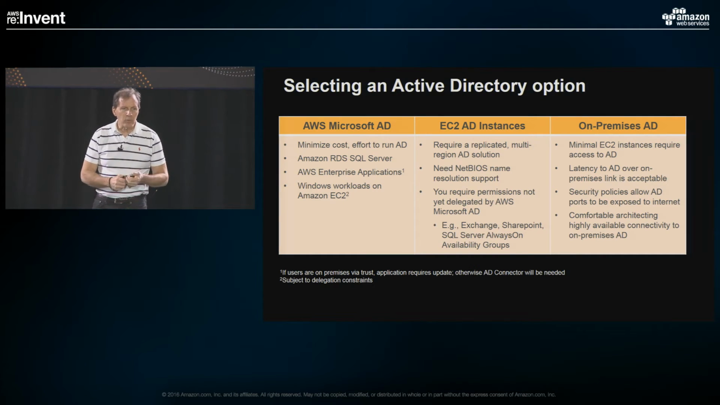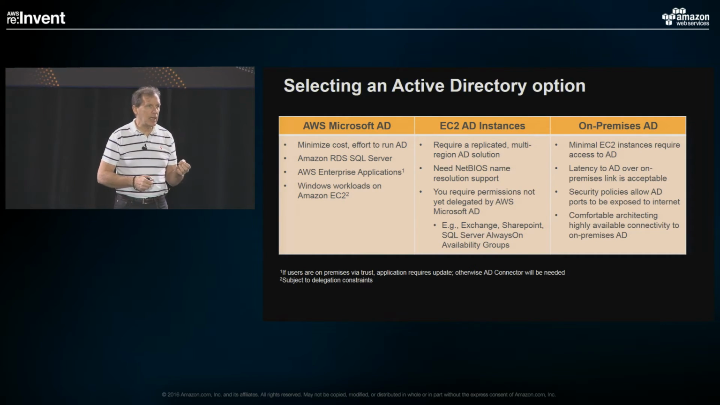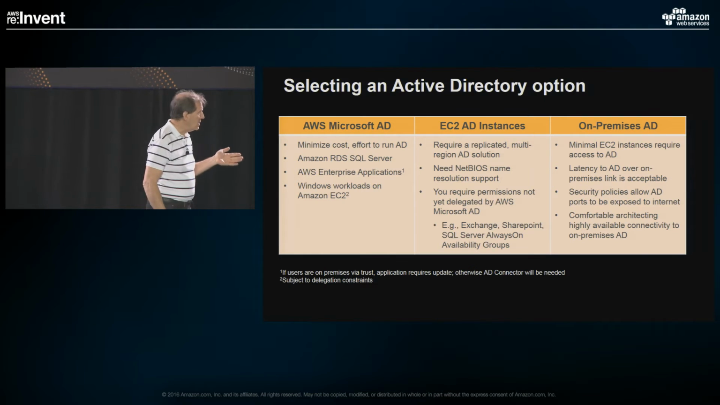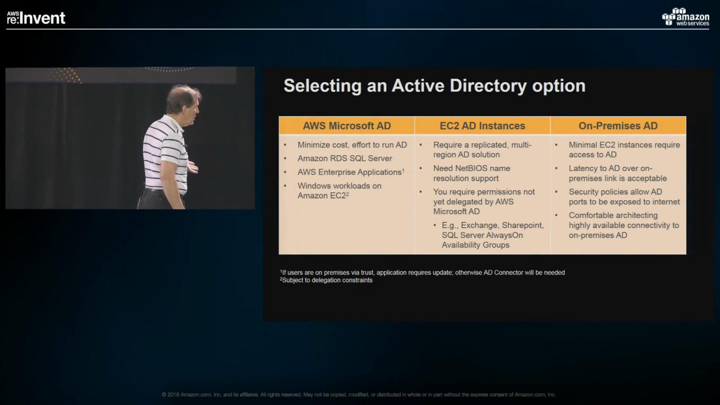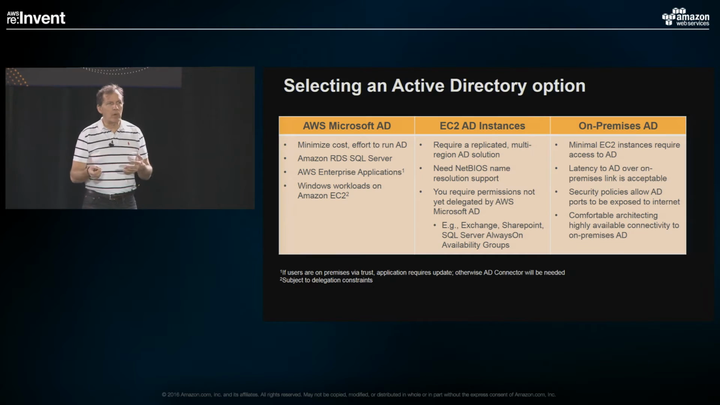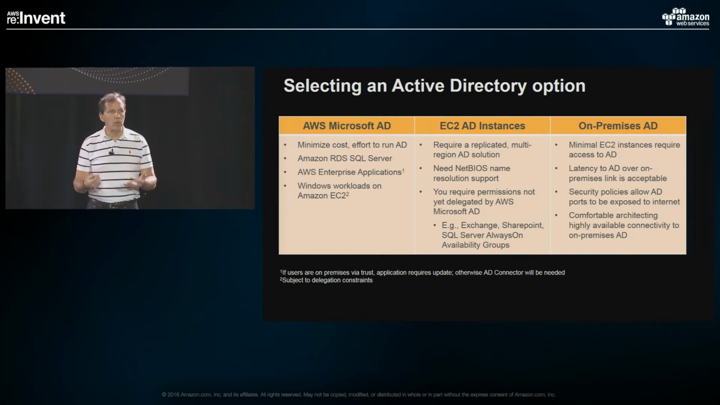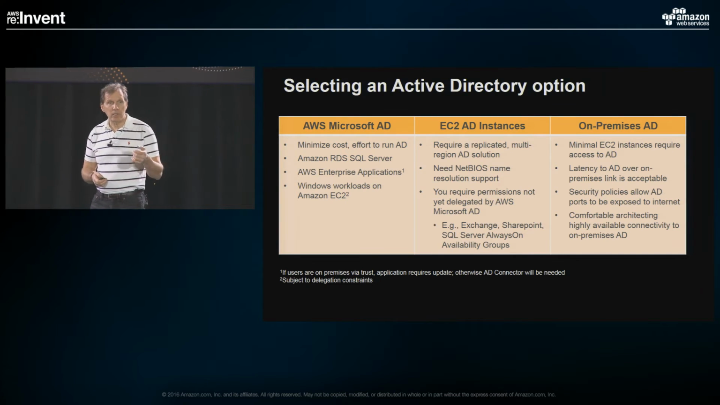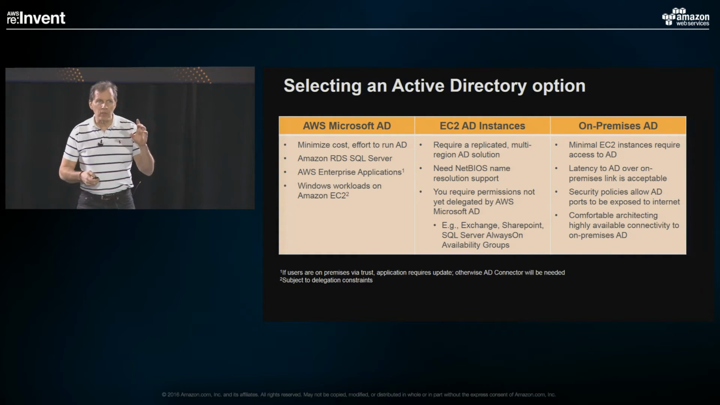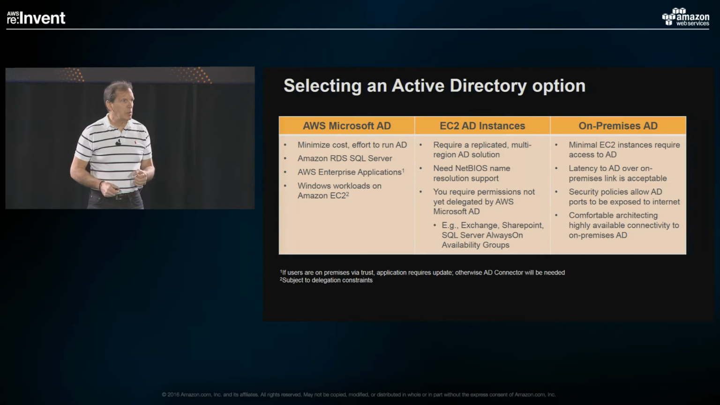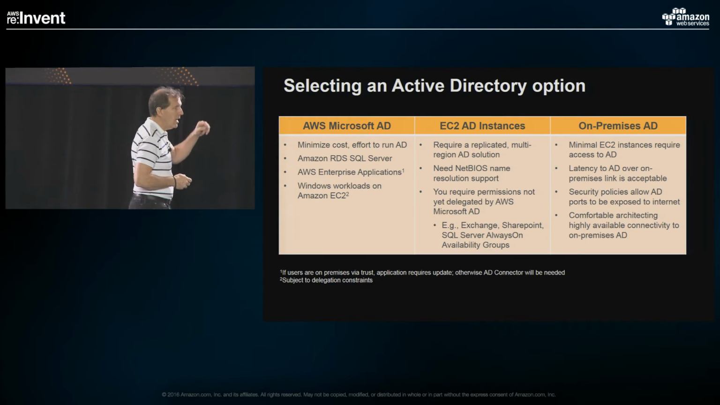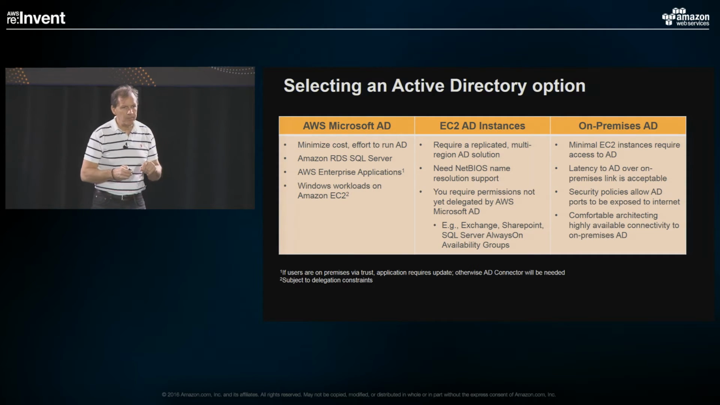And then finally, if you require permissions that are not yet delegated to you in Microsoft AD, then it would be appropriate. So this would be examples like Exchange, SharePoint, SQL Server, Always On availability groups, those things. They require additional permissions beyond what you get with your OU. And I'll characterize those in a slide in a moment so that you understand what applications you'd want to take a look at running in the cloud on Microsoft AD versus which ones would need to have AD running on EC2.